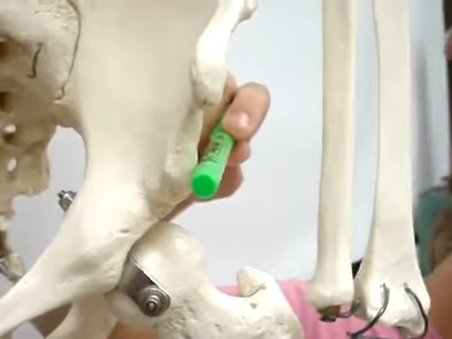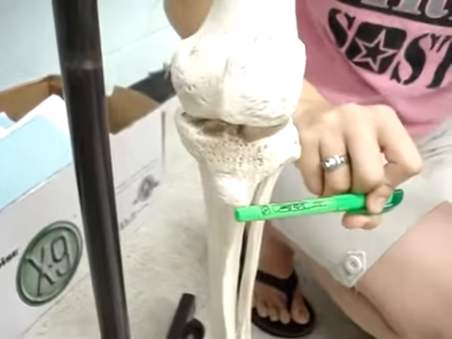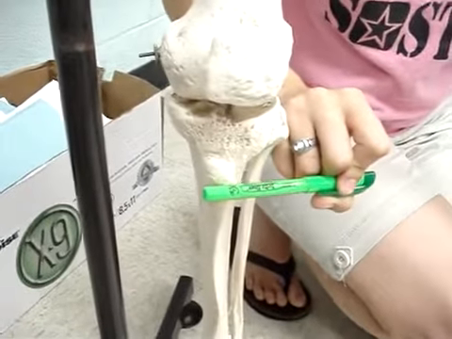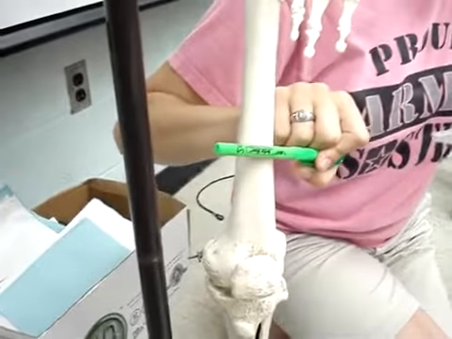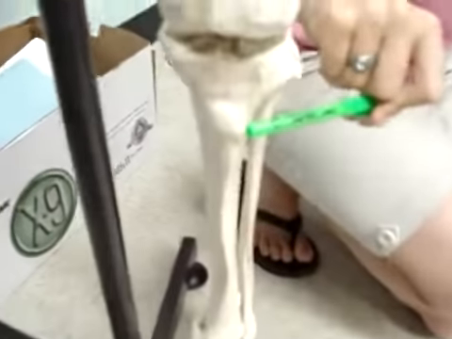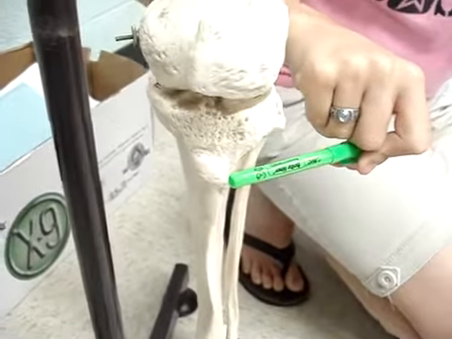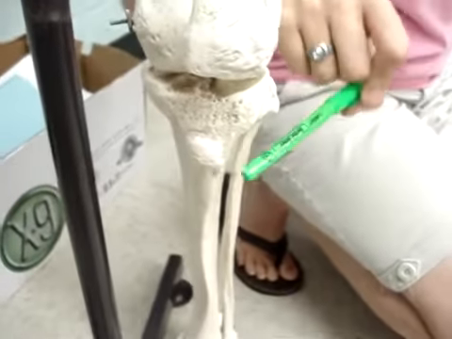The rectus femoris originates on the anterior inferior iliac spine and inserts on the patellar ligament. The vastus lateralis and vastus intermedius originate on the femur and insert to the patellar ligament. Vastus medialis originates on the linea aspera and inserts on the patellar ligament.